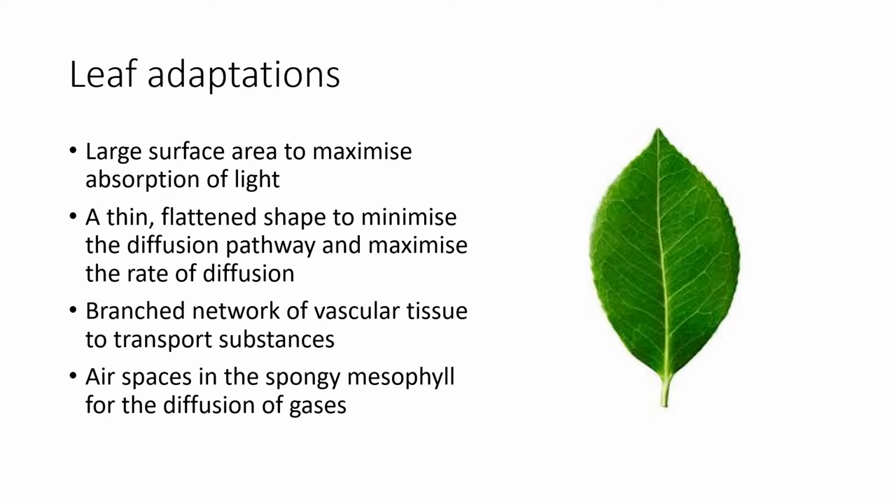The leaf is an organ. It's adapted for photosynthesis. It has a large surface area to maximize the area over which light is absorbed. It is thin and flat in shape for the most part, and that's to minimize the diffusion pathway. It's also got a branched network of vascular tissues, which is for transport of substances. And there are air spaces in the spongy mesophyll layer inside the leaf, and we'll look inside the leaf in a second, but that's to increase the rate of diffusion of gases.